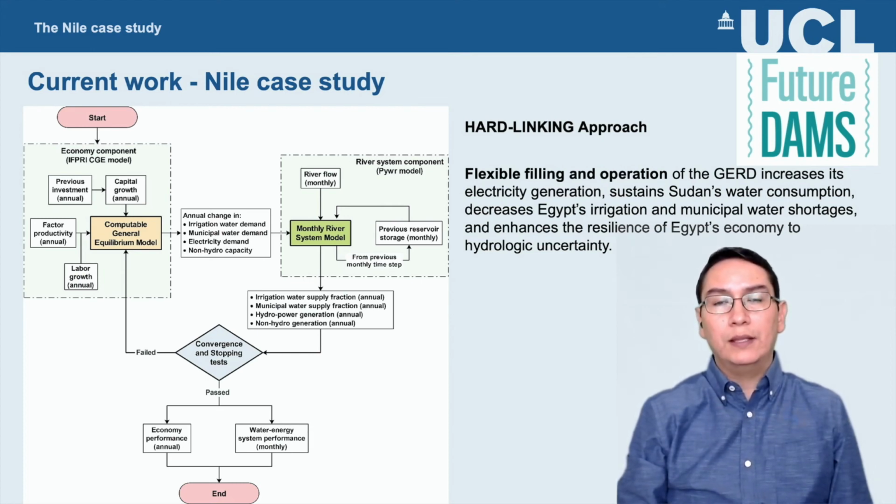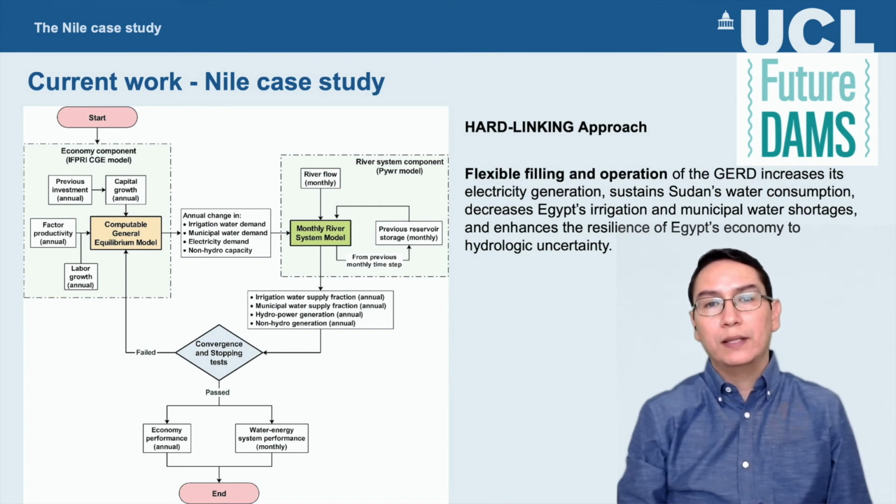In this framework, the river system model uses the changes in irrigation water demand, municipal water demand, electricity demand, and non-hydroelectricity generation capacity computed by the economic model to scale the corresponding water energy parameters in the river system model. The river system model then performs a 12-month simulation based on monthly river flow data and the modified water demands, electricity demands, and non-hydro capacity.